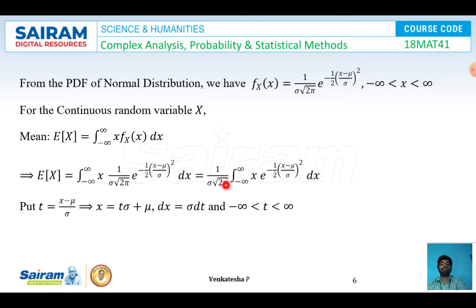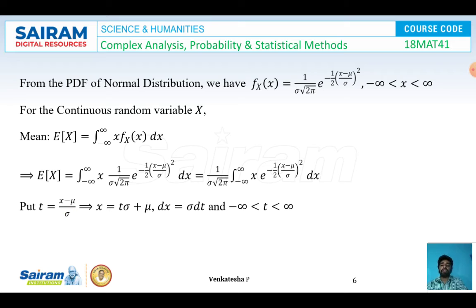So I got 1/(σ√(2π)) times the integral from minus infinity to plus infinity of x e^(-1/2 ((x-μ)/σ)²) dx. This function is complicated for integration, so for that purpose I am going to replace (x-μ)/σ with a variable t. So I'll take t = (x-μ)/σ.